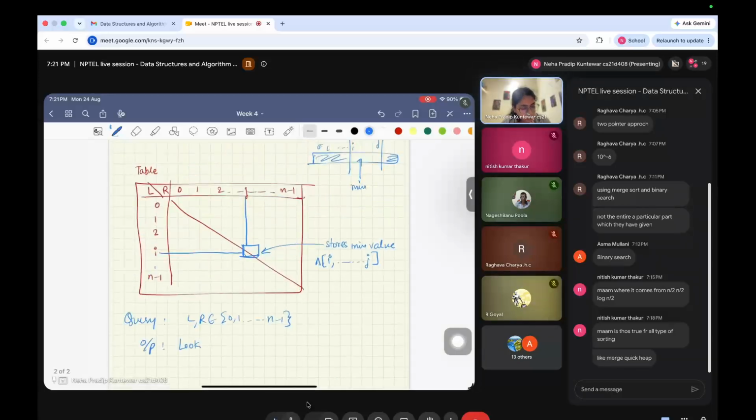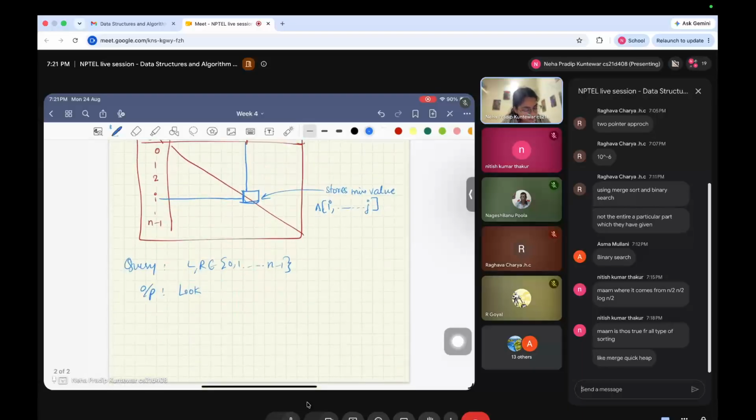So let me call this lookup table. We refer to the lookup table and look at this value. Let me call this matrix M. Look at the L comma R value in this matrix and output that.